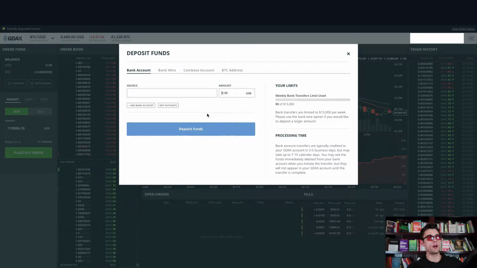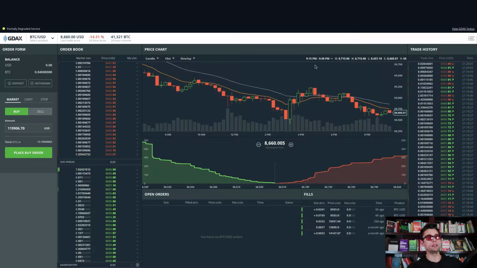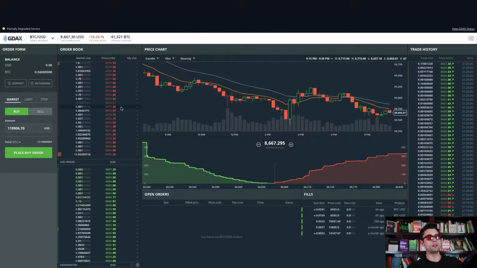However, the reason why you want to use GDAX is because you can have 0 fees. So if you did use your bank account and deposited funds and waited the 8 days, that would be completely free for you. And then all you'd have to do is you would have your USD right here, and you could buy Bitcoin, Litecoin, or Ethereum by simply doing a market order, a limit order, or a stop order.